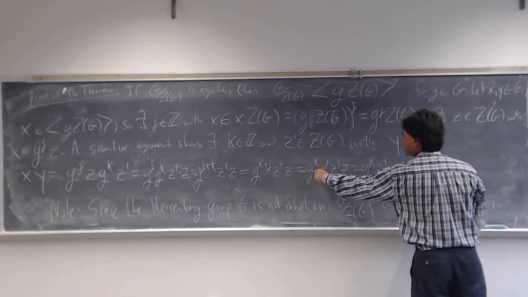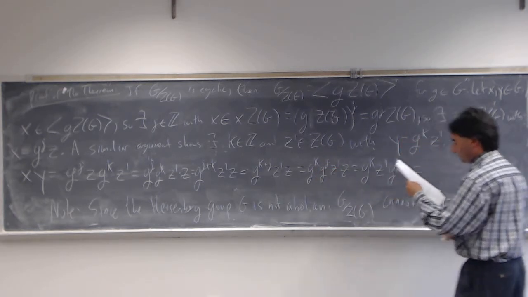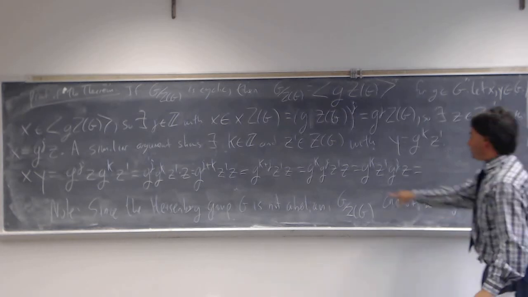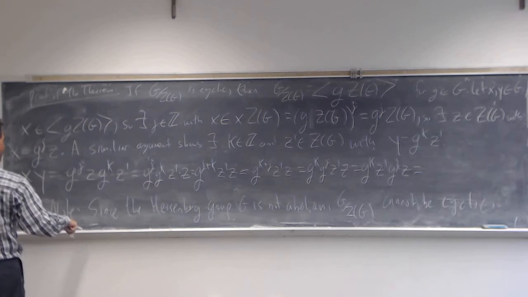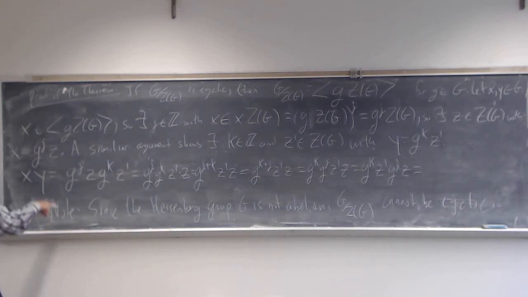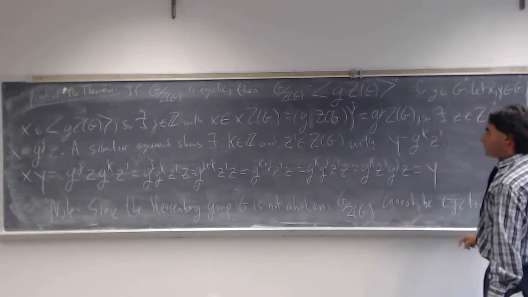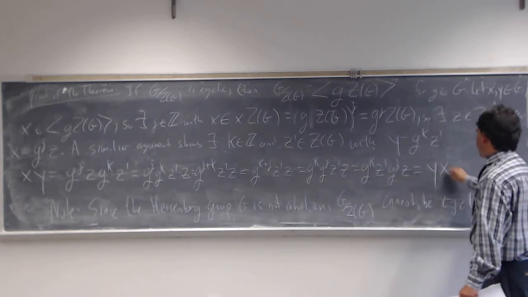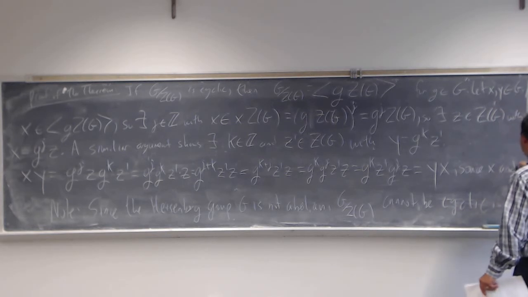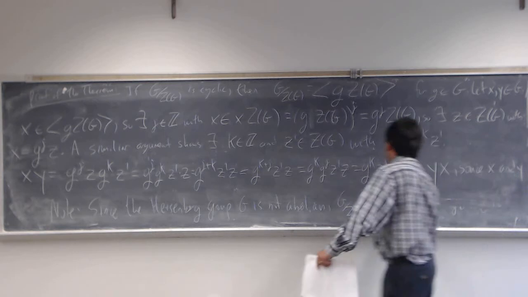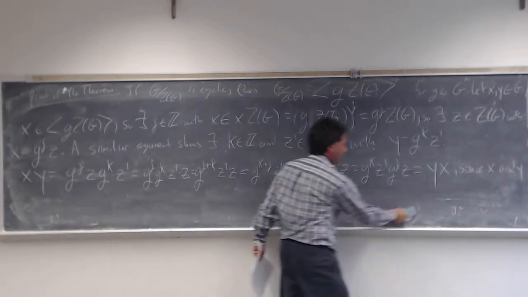This goes here, so that would be G K Z prime G to the J. But lo and behold, this is exactly Y, and this here is exactly X. Since X and Y were any two arbitrary elements of G, we have shown that G is abelian.